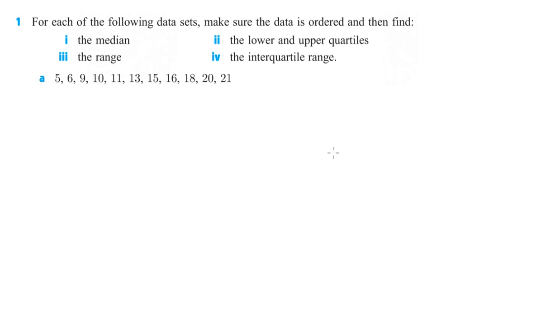I'm going to take you through some of the problems from the 12E assignment. First one we're going to take a look at here is number 1. For each of the following data sets, make sure the data is ordered, and then find the median, lower and upper quartiles, range, and interquartile range.